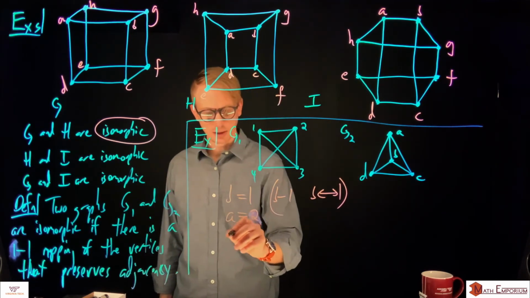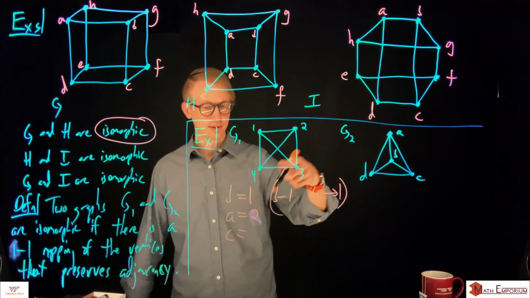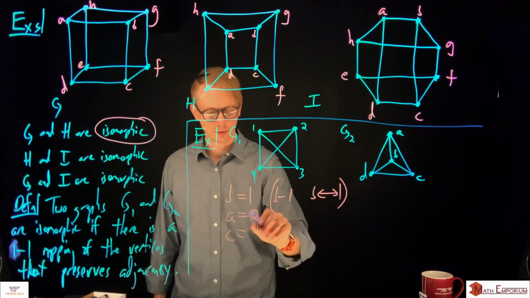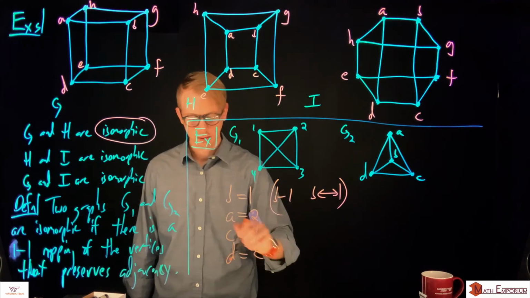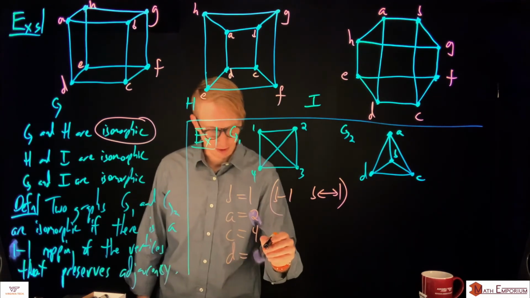How about C? C is adjacent to A and B. It's also adjacent to D. So what's adjacent to 1 and 2? 4 and 3. So let me just choose 4 for the fun of it. Okay. And then D would have to be 3 if this is going to work at all. Sorry, that's my brain trying to make a 3 backwards for some reason.